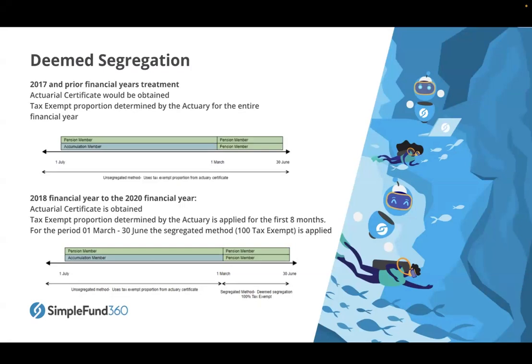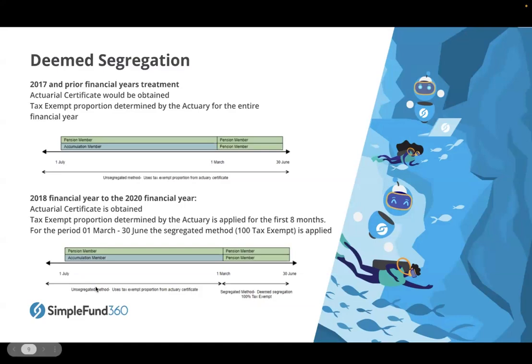Now, there is a proportionate method and there's a deemed segregation method, and they did apply within different financial years. So if you were working on funds from 2017 and previous years, it was strictly only that proportionate method that we were using for all our funds, whether using the segregated method, but when we're just talking about actuarial certificates here. However, in 2018, they made a change. So from 2018 to 2020, they decided all funds are going to be using this deemed segregation.